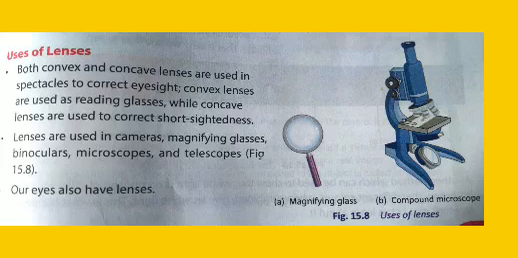Uses of lenses. Both convex and concave lenses are used in spectacles to correct eyesight. Convex lenses are used as reading glasses, while concave lenses are used to correct short-sightedness. Lenses are used in cameras, magnifying glasses, binoculars, microscopes, and telescopes. Pictures are given in figure 15.8 A and B. Our eyes also have lenses inside them.